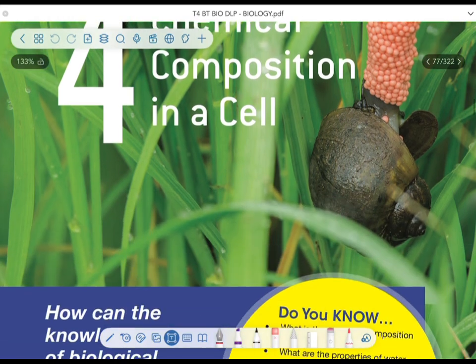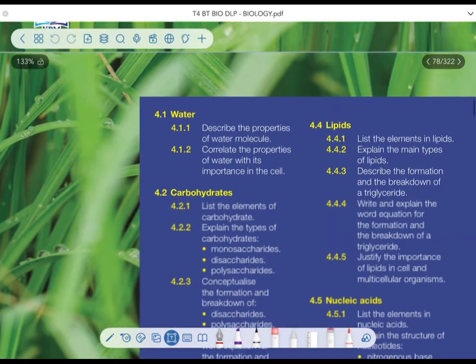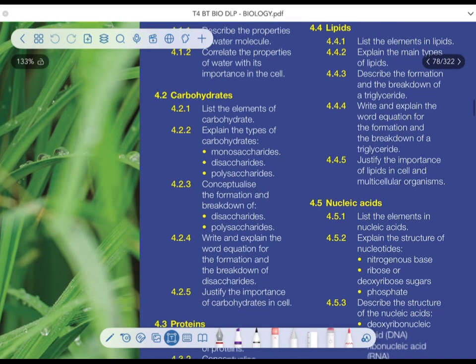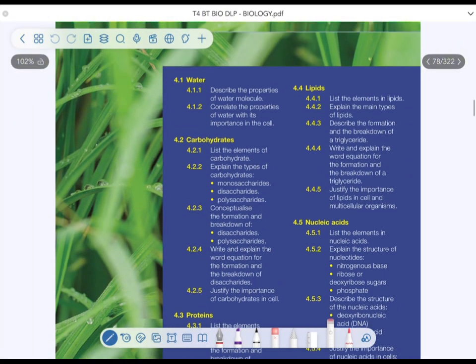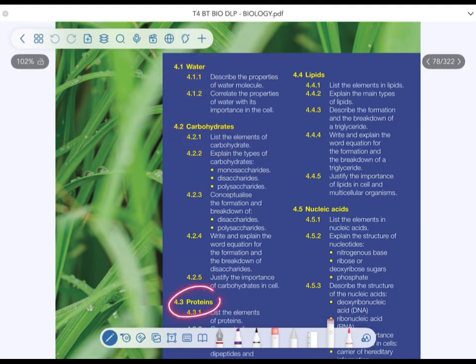So in this chapter we will learn 5 major components that can be found in living organisms, which are water, carbohydrates, proteins, lipids, and nucleic acids. For each of the components, as I mentioned just now, we are going to learn the properties. And then we need to relate the properties of water, carbohydrates, proteins, lipids, and nucleic acids that we learn with the importance in the cell.